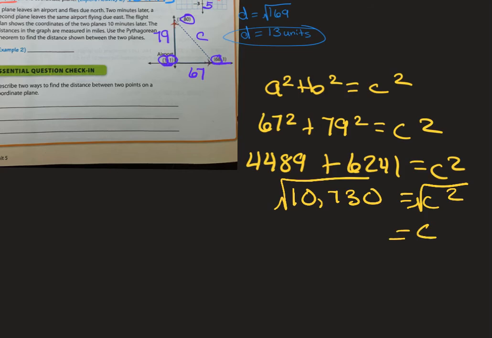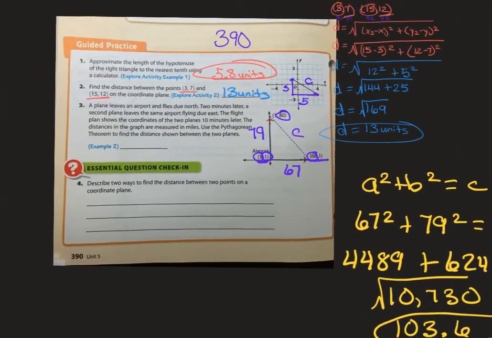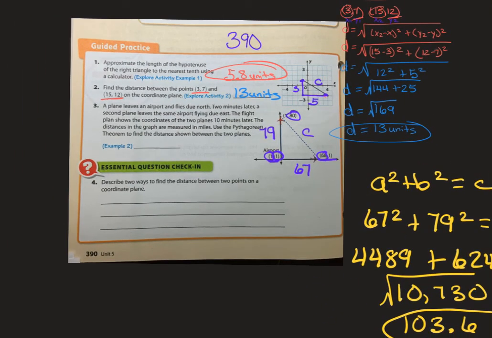Now again, all I have to do is find the square root, and I will know what C is. So second square root, put in 10,730. Push equals. Again, let's round to the nearest tenth. So we get 103, and then it's 0.5857. So we look at that 5, there's an 8 after it, so we're going to round it to 6. So it's 103.6 miles. So on that blank, you're going to write 103.6 miles.